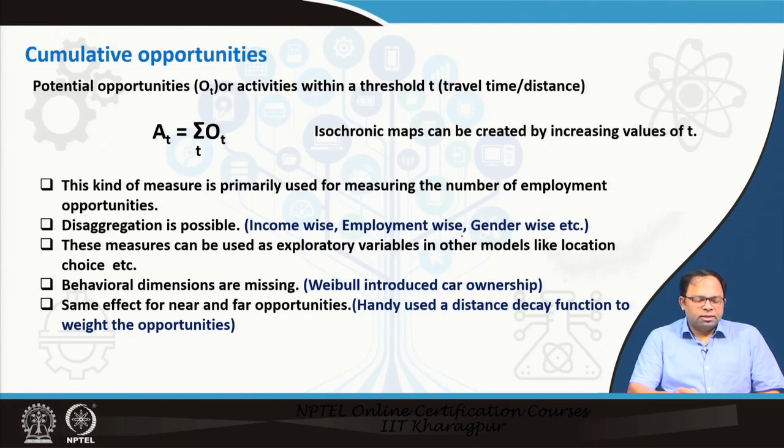And there is the same effect for near and far opportunities. I was discussing in the last lecture that there are shops near my residence and then there are shopping malls far away, so overall accessibility remains the same, the same effect for near and far opportunities. This was addressed by Handy, who showed that we can use a distance decay function to give some weight to these opportunities. Far away opportunities like a shopping mall could be weighed differently, so the effect of travel may not be that much, whereas the effect of travel would be higher in the case of local shops.